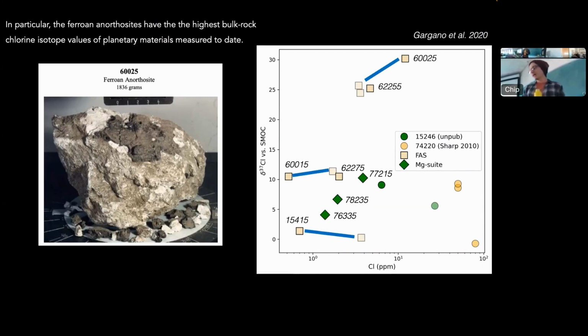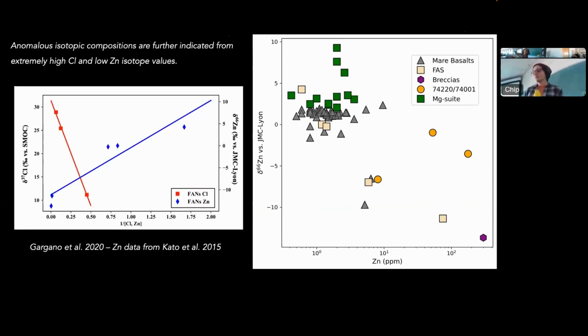And if we compare other stable isotope systems here as well, comparing chlorine and zinc, we see that the Highlands rocks show us the most wide ranges of chlorine and zinc isotope values in this case. And in the case of the FANs specifically, we see a stark decoupling with high chlorine and zinc contents, but with very different isotope values, very high chlorine isotope values and very low zinc isotope values.